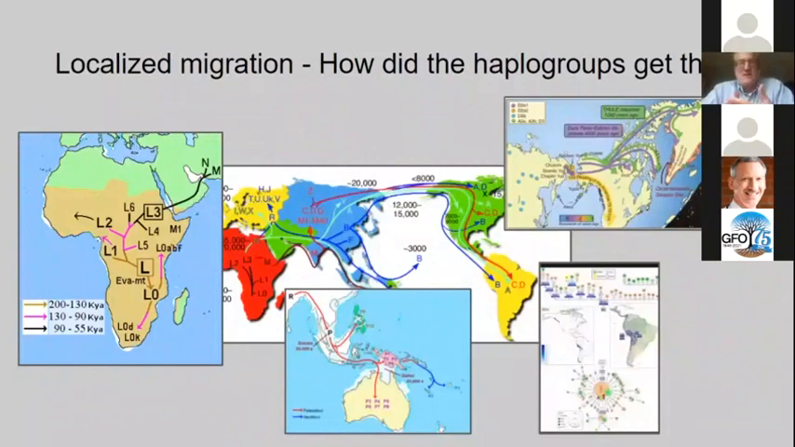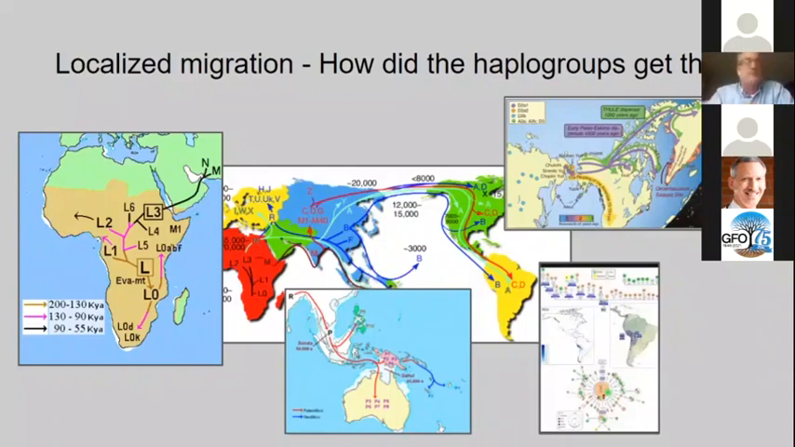So I think what fascinates me most is this localized migration. So we've all seen those maps. Even at Genographic, we gave people a map when they bought a kit that showed the migrations and the haplogroups of the world. But really, for the next 15 years after that, it was all about localized migration, understanding the movement of certain subgroups in certain parts of the world.